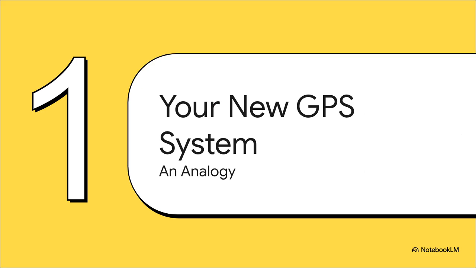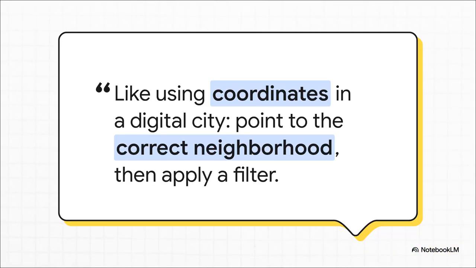Okay, to really get a handle on this, let's actually step away from the code for just a second. I want you to think about finding things on a web page like trying to find an address in a huge, dense city. Yeah, exactly like this. Think of it like GPS coordinates in a digital city. A bad locator is like just shouting a generic street name at a taxi driver. But a good one, it's like giving them the precise pinpoint coordinates.